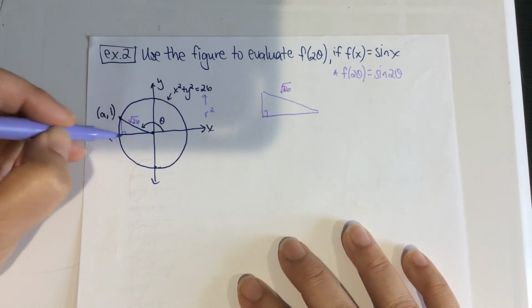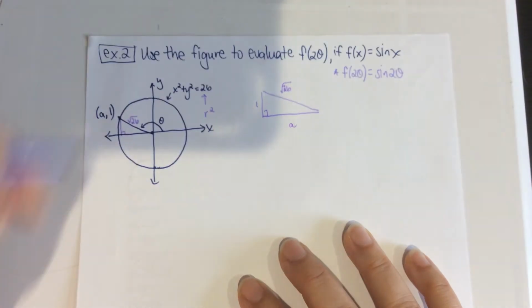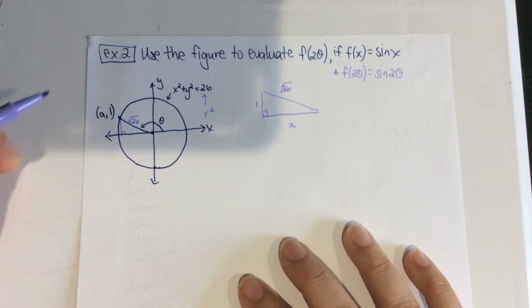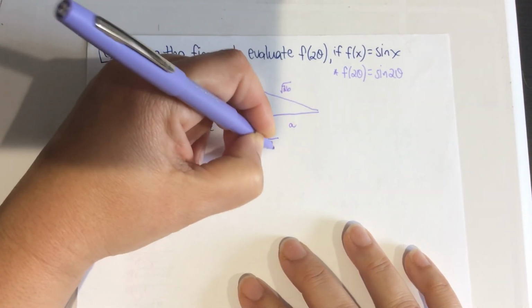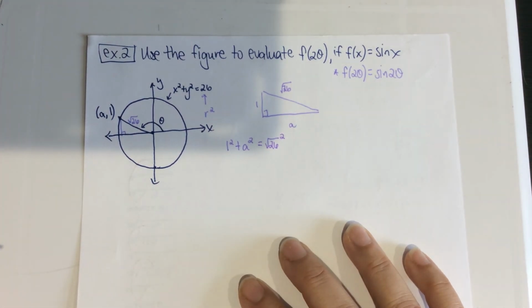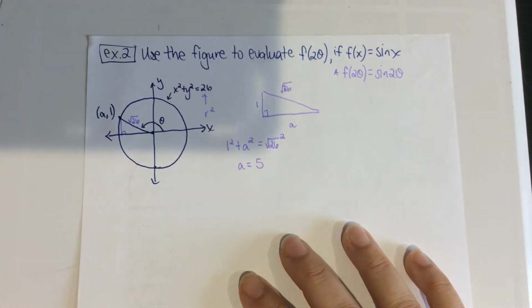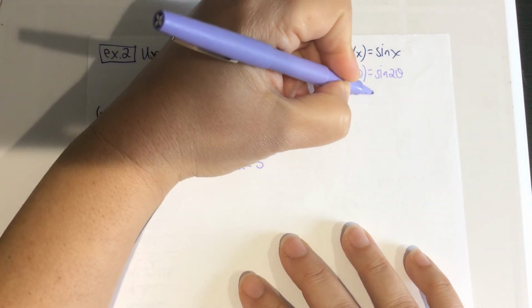And then I know I go over A and up 1 to get to this point. So over A and up 1. Yeah? And I want to know the value of A. So I'm going to go 1 squared plus A squared equals rad 26 squared using the Pythagorean Theorem. And I'm going to have you guys solve that really fast. So I end up with A equals 5. And then I can use that to help me find sine of 2 theta.